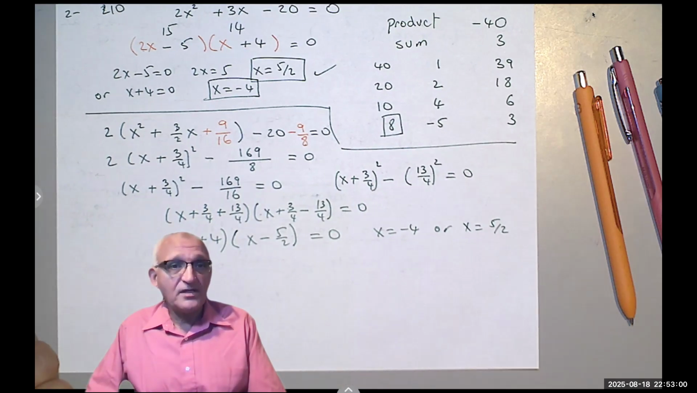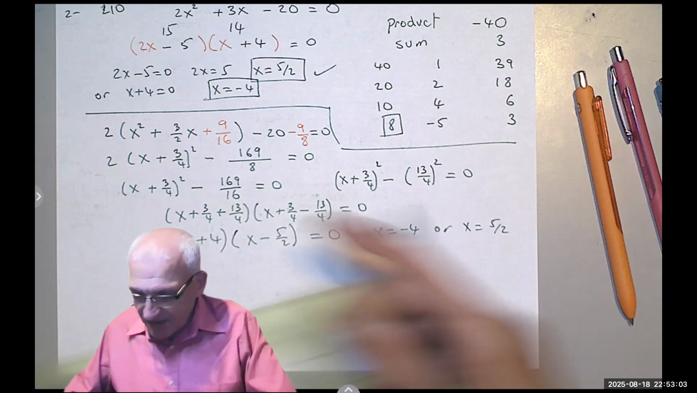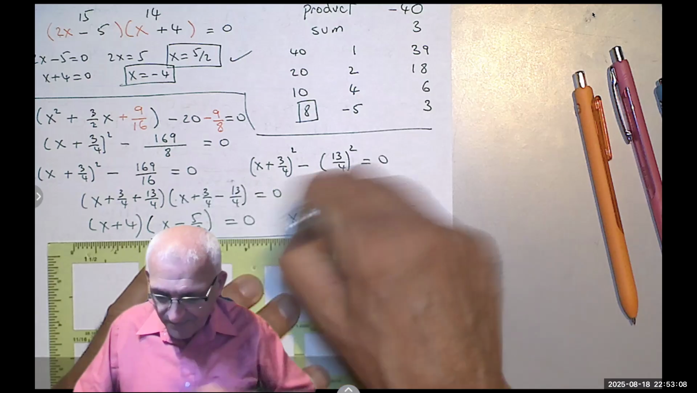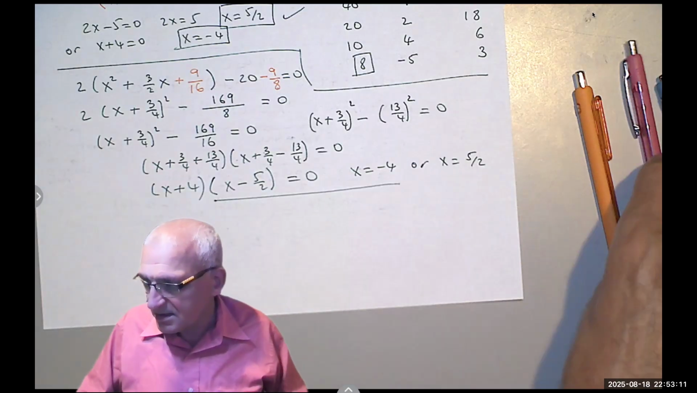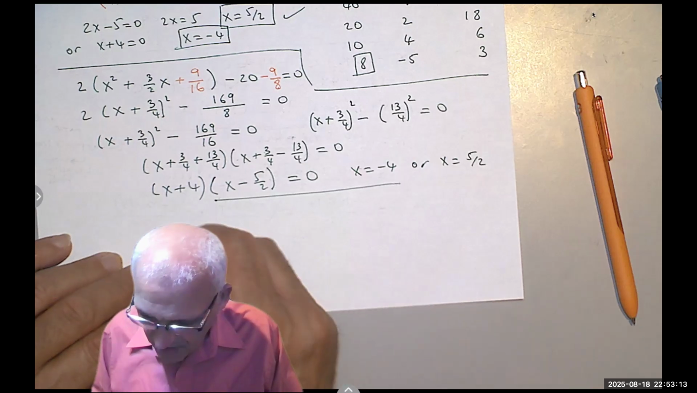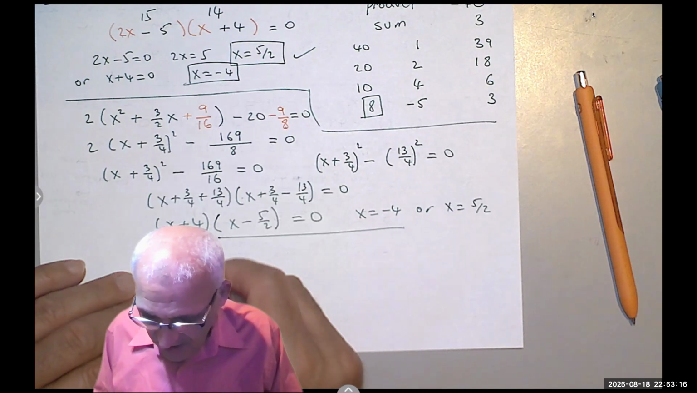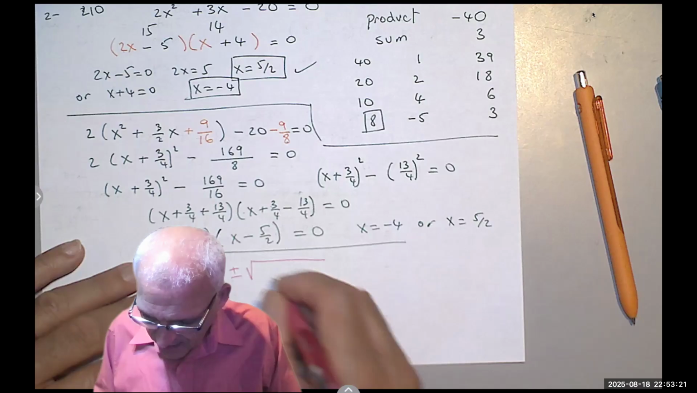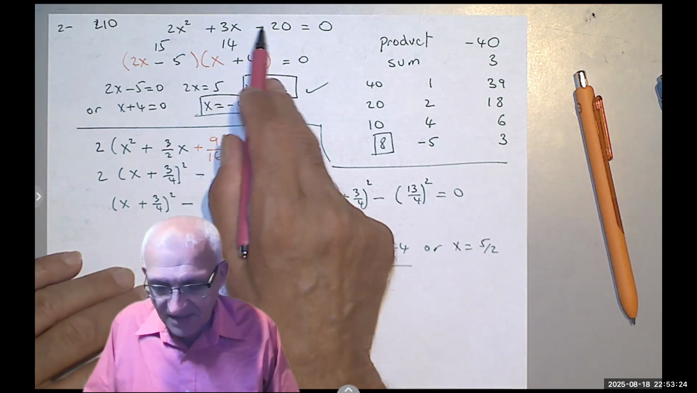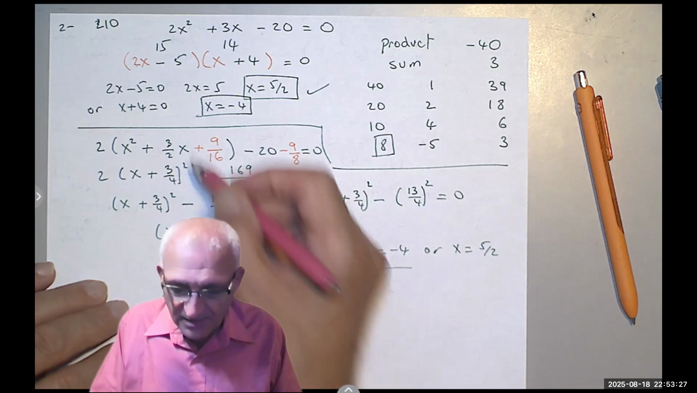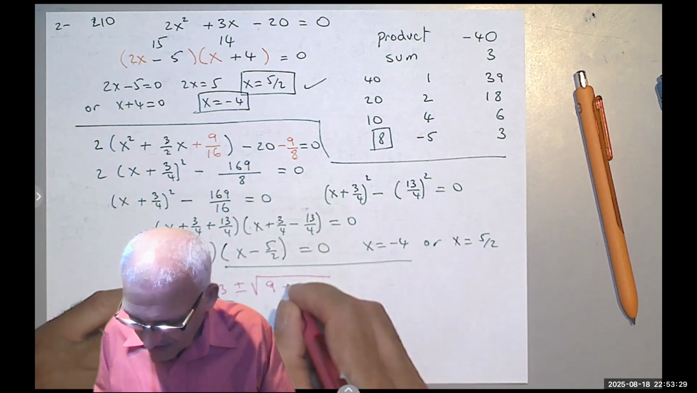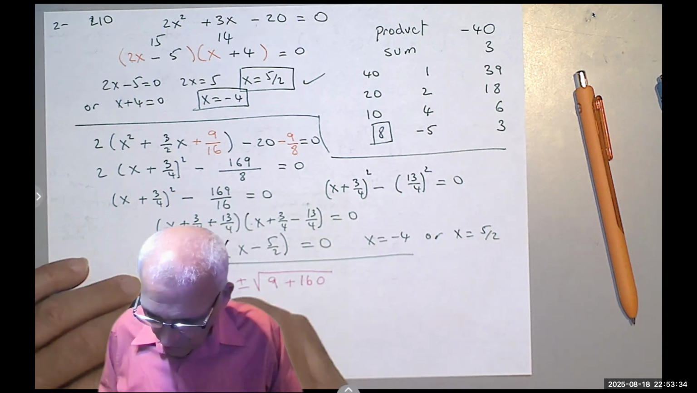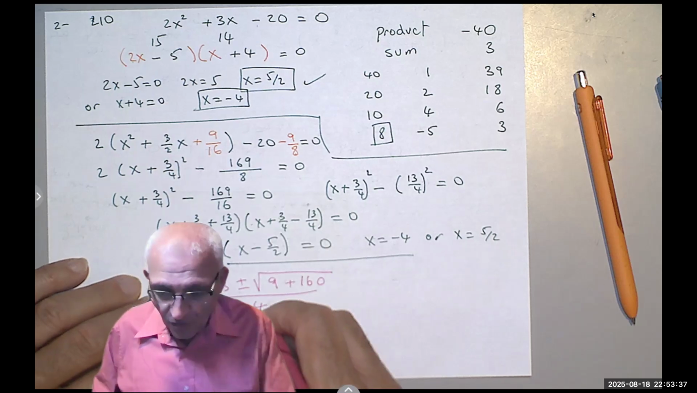That's completing the square. And finally, using the quadratic formula, we say x equals negative b, meaning negative 3, plus or minus the square root of 3 squared, minus, but there is another negative, so plus 4 times 2 is 8 times 20 is 160. Notice that's the 169 here. Over twice a, meaning over 4, because a is 2.